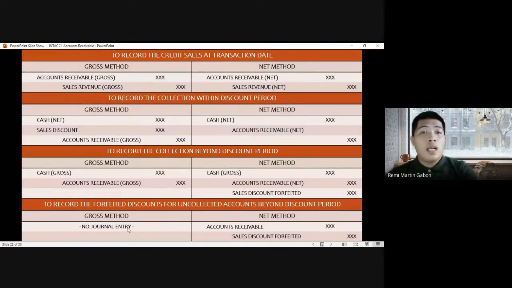Reason of uncollections. Due to non-collections of accounts receivable beyond the discount period, and because customers are no longer availing the cash discount, because of the intention to pay beyond the discount period or beyond the collection period, what we do is to gross up the amount of our collectibles or our accounts receivable. So binabalik natin yung binawas na sales discount. Kaya debit to accounts receivable. Okay?